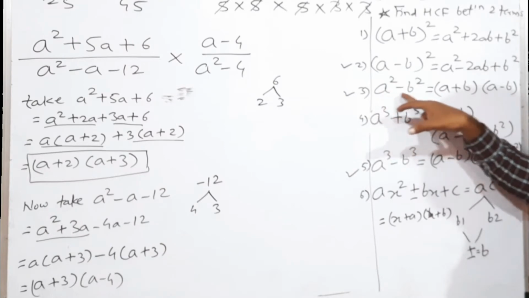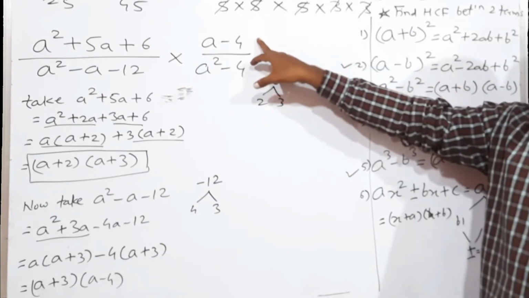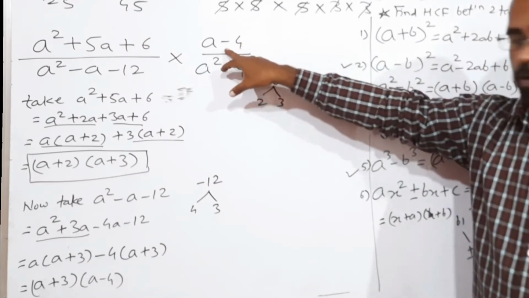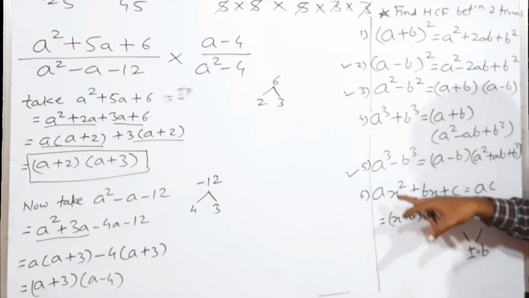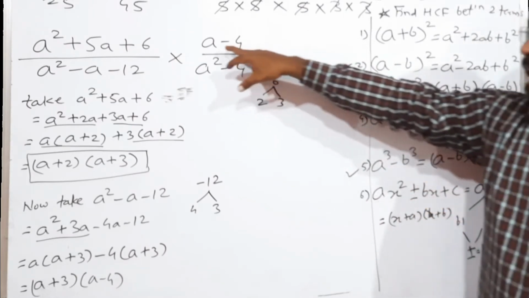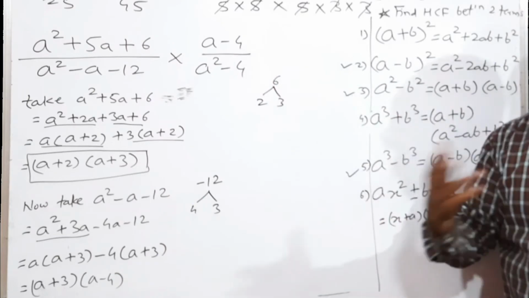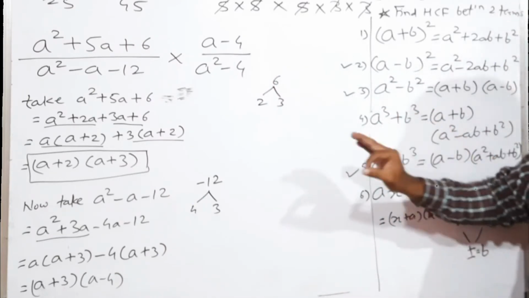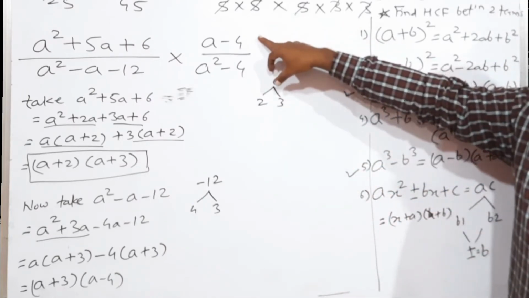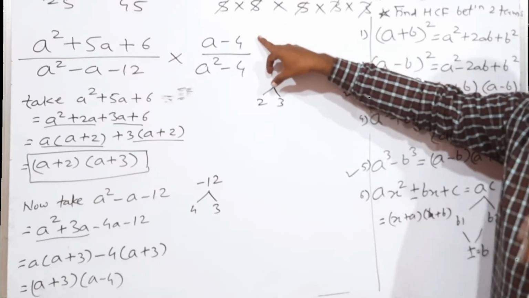Third formula is a square minus b square. Yes, 4 is the square of some number but a is not square, so we can't use third formula also. A cube minus b cube. Neither a nor 4 is cube of any number, so we can't use any formula at this place. So don't factorize it. Now what we have to do?